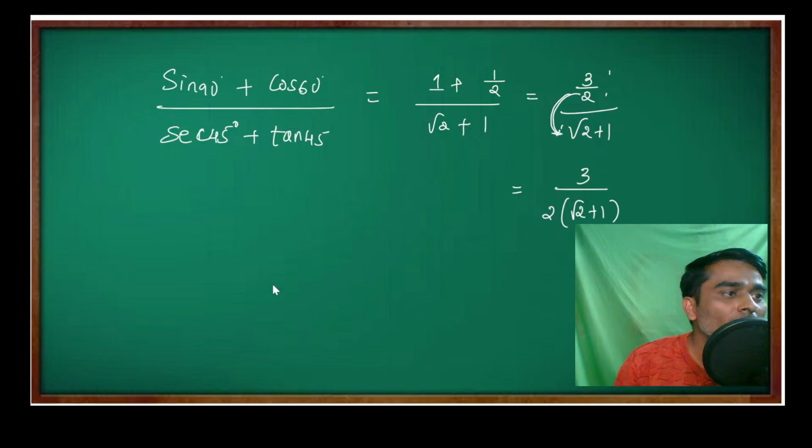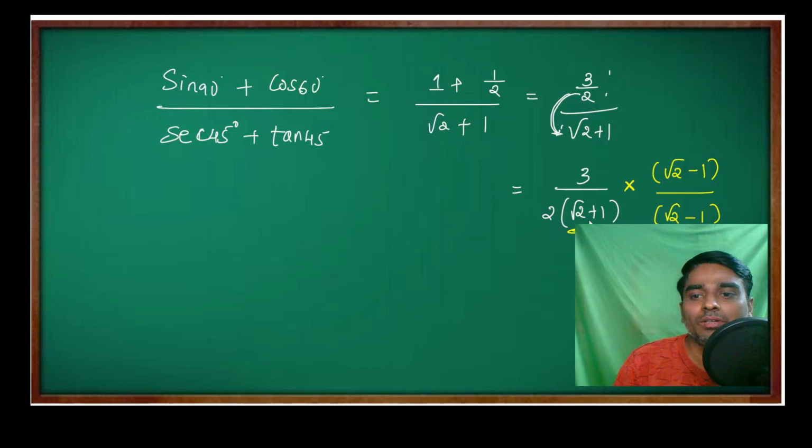Okay, so let's simplify this now. What I got is 3 by 2 into root 2 plus 1. Now how to simplify this? You need to go for rationalization. What do you mean by rationalization? Multiply this surd. These are called surds. Take the same numbers but reverse the sign. This is called rationalizing. If it is plus, then take minus. If it is minus, then take plus. Next step.